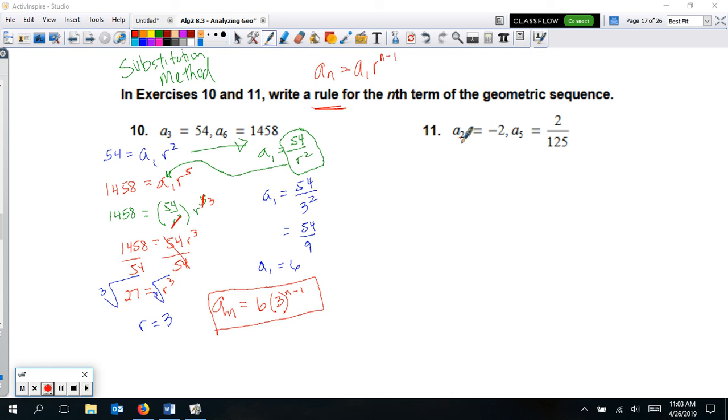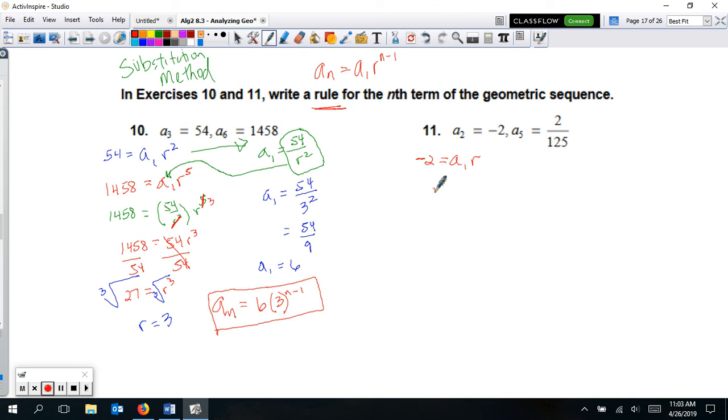Okay, so we're going to start off with just taking this first one. The second term is negative 2. So let's plug that in. So for the a of n, that's a negative 2. So negative 2 equals a of 1 times r, and the exponent is going to have to be 2 minus 1, which will be just 1. Now I don't need to put 1. I can just leave it as r there then.